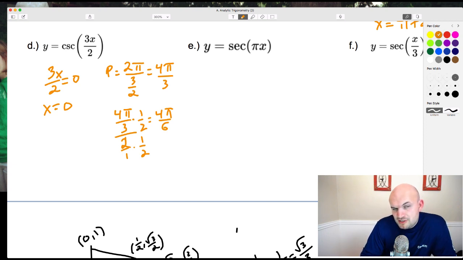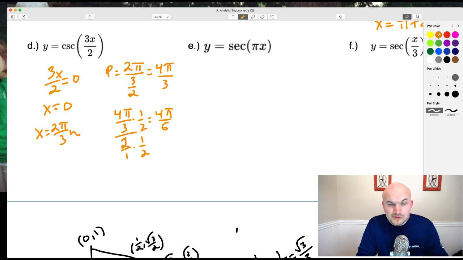So you could say 0 plus 2 pi thirds, or you could just say the asymptotes occur at 2 pi thirds n. All right, and again, what I'm doing is I'm finding the period, but since the asymptotes don't occur every period, I'm taking that period and dividing it by 2. Now, if you're not familiar with how to take 4/3 pi divided by 2, you can rewrite it as a fraction and multiply by the reciprocal. And then I took 4 over 6 and reduced that to 2/3. I know there's a lot of fraction operations going on in there, but that's okay.